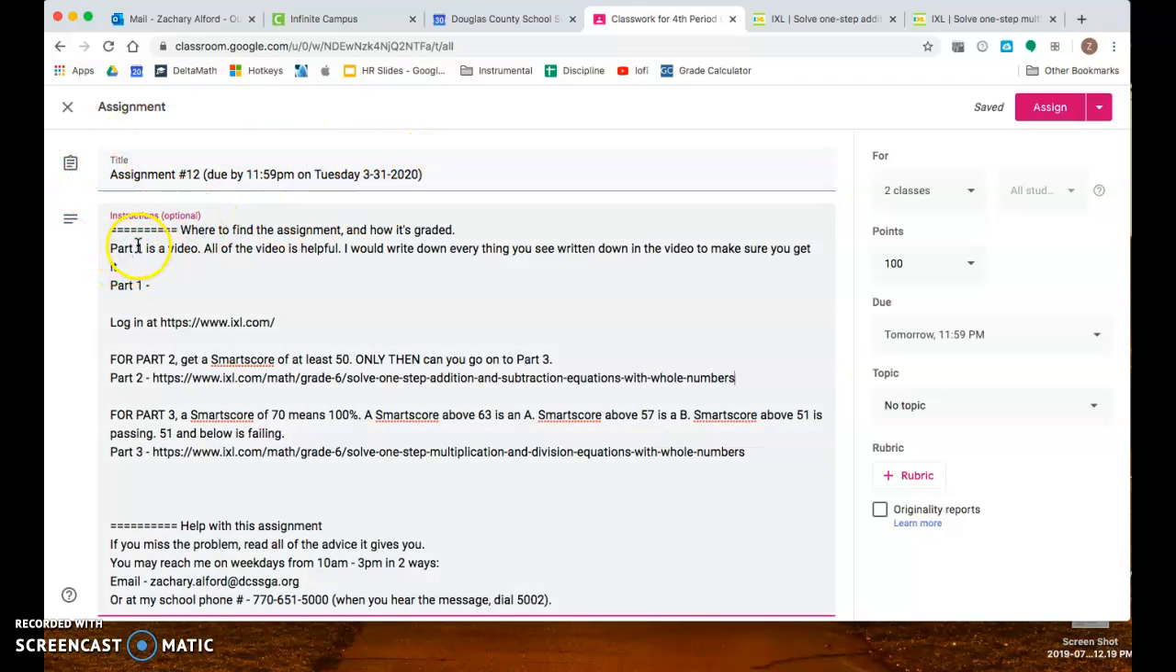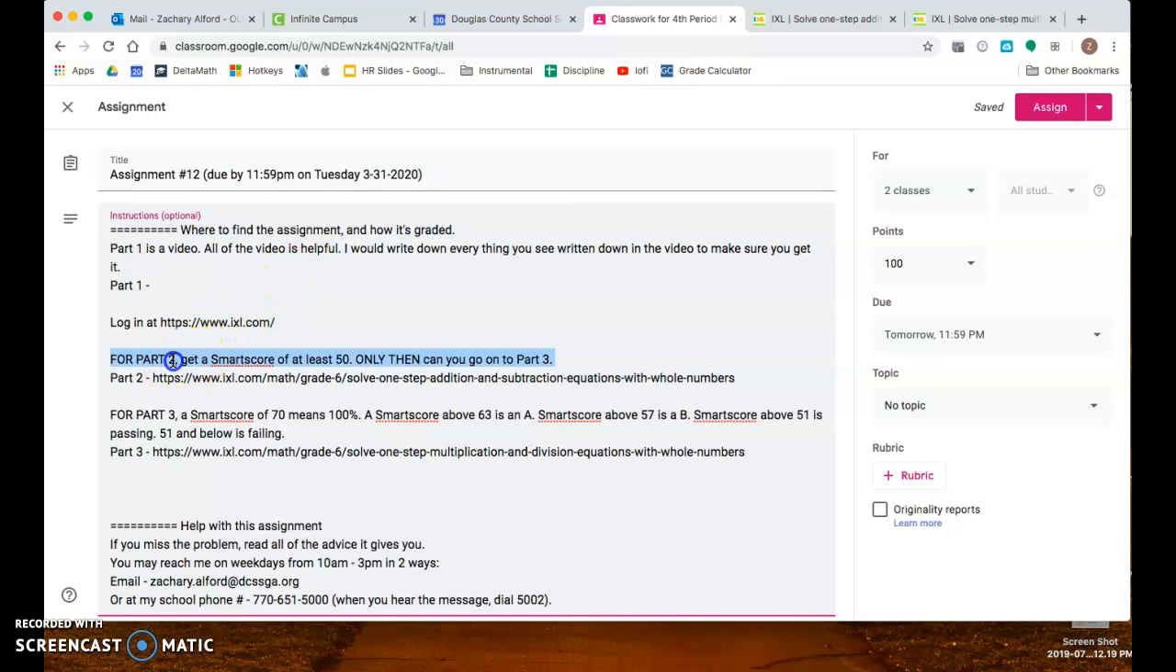So, you clicked on this link, and I would write down everything you see written down in the video to make sure you get it. So if I write something in the video, you probably want to write it too. That's what I am saying. When I say write down, I mean the math that I write on scratch paper. If I do math on my computer, you should probably write it down on paper just so it totally gets in your head.